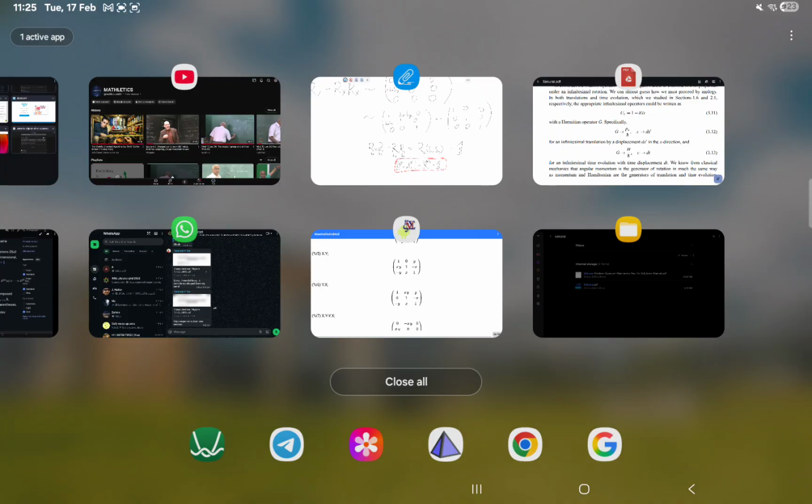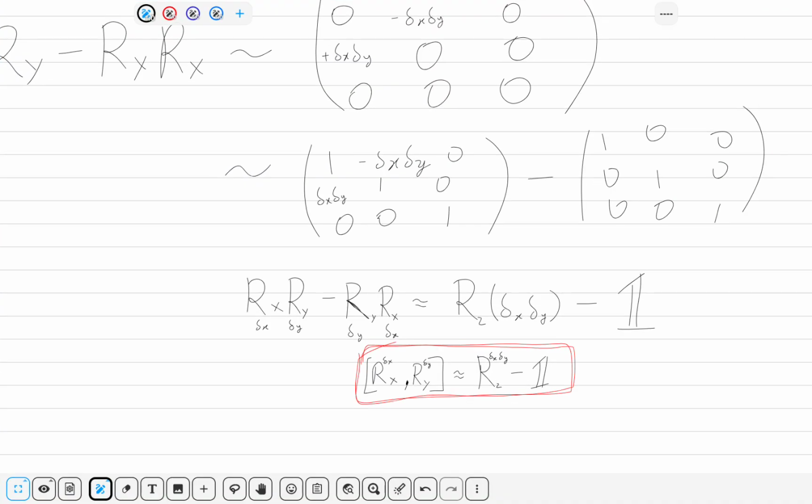You do a small rotation about two orthogonal axes, and that is almost equivalent to taking a rotation about the third orthogonal axis, of course only in 3D, and subtracting the identity. Really, I have zero idea what this means.